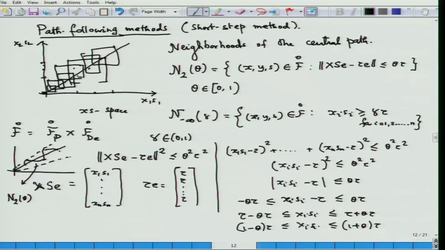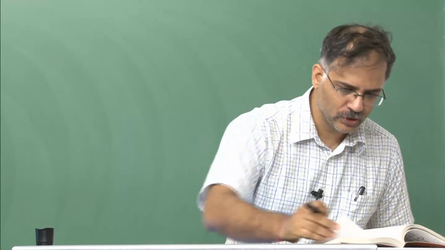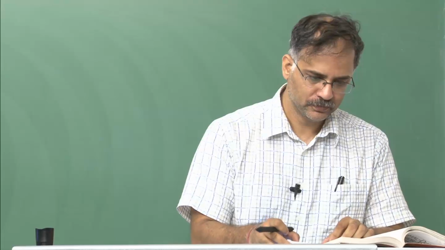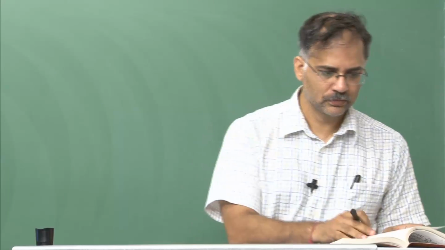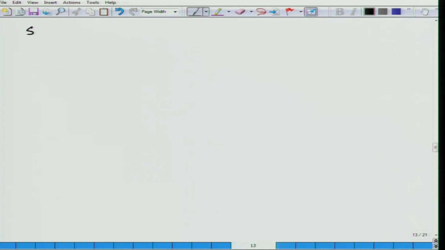But you cannot take very large steps, because then there is a chance of you getting outside N2 theta. Because you cannot do that, this is called a short step path following method when you use such neighborhoods. This neighborhood would allow you to be much more flexible. So, let us just for the time being write down the short step path following algorithm.